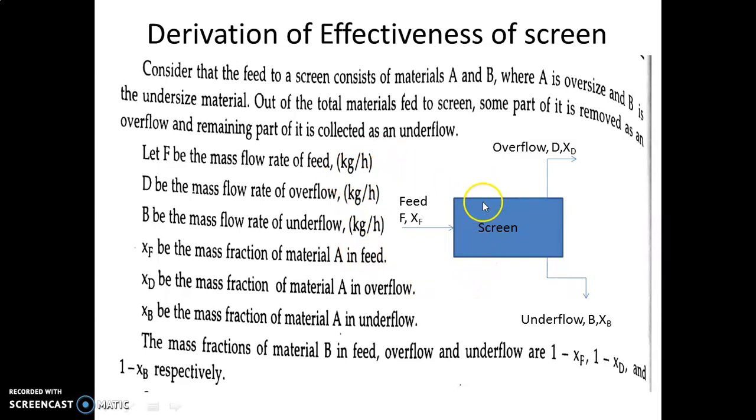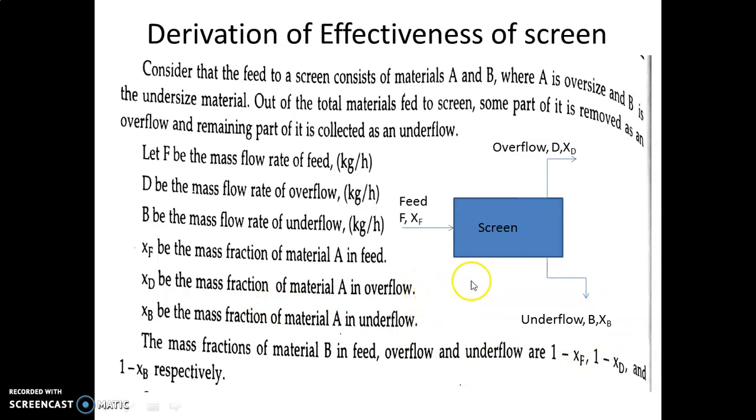Then if we want to find the effectiveness of the screen, for that purpose we have to take only one material. Suppose we take the material A, which is known as the oversized material. How much of this material is present in the feed is known as XF. So XF is the mass fraction of material A in feed. Then after screening we obtain overflow and underflow material. XD is the mass fraction of material A in overflow, and XB is the mass fraction of A in underflow.